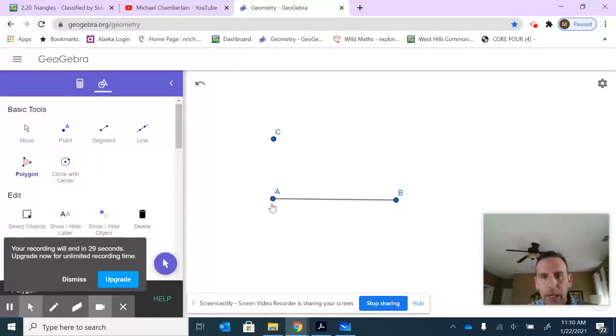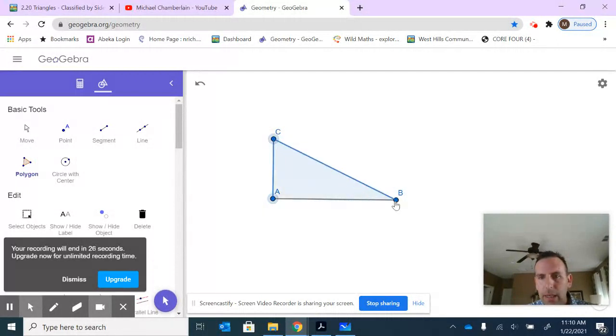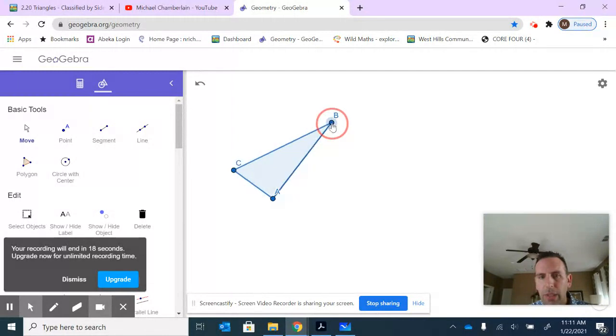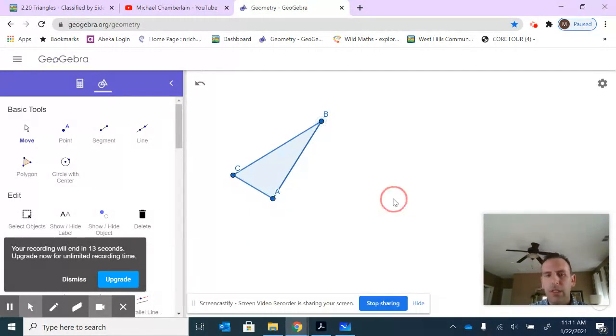Then when you click your polygon tool, A, C, B, and back to A, it's fixed as a right angle. In other words, no matter if you move C up or down, or if you move B, it always stays at a right angle. That angle at A would always be 90 degrees. So you can do something similar with the sides as well.